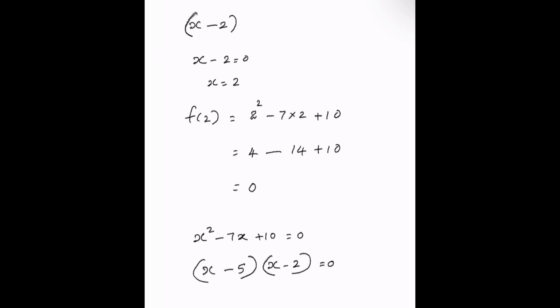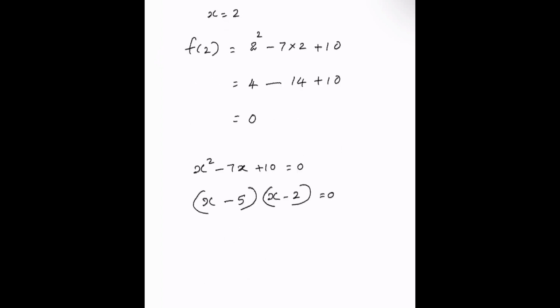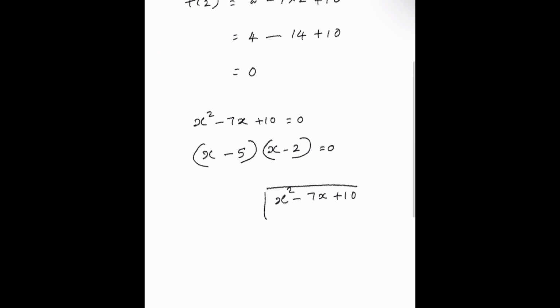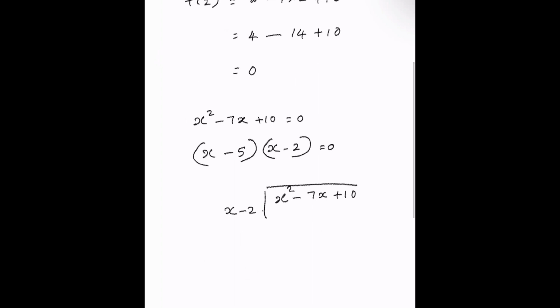In some of the questions, they will ask you to factorize it. Or sometimes what happens is you don't know the factorization. Assume that you don't know the factorization. Then what will you do? Take the polynomial, that is x square minus 7x plus 10. And you already know one factor, the known factor is x minus 2. Go and divide it by x minus 2. And what do you get as a quotient? That is going to be the other factor.